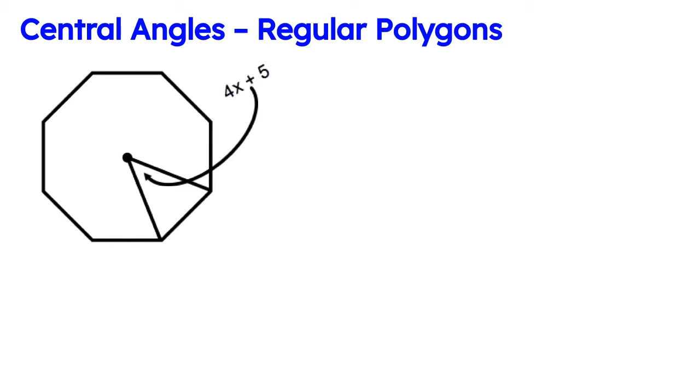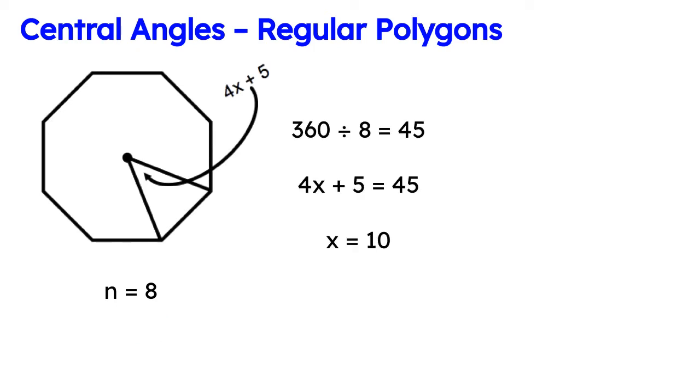You might have an example of something like this, where you've got a central angle again. This time, instead of just being equal to x, it's equal to 4x plus 5. So the first thing that I would do is figure out how many sides we have. In this case, we've got 8 sides, so n is equal to 8. We're going to use that to try to set up an equation. Now, there's 2 options for how to do this. We could take the central angle sum 360 and divide it by 8, and we'd know that each individual central angle would be equal to 45. So we could set up our equation 4x plus 5 equals 45, and if you solve that, you get 10.